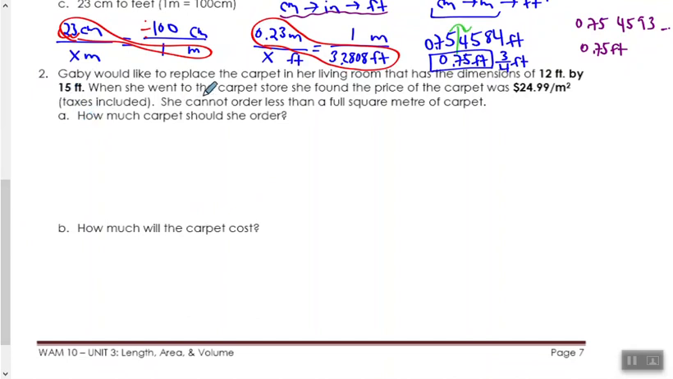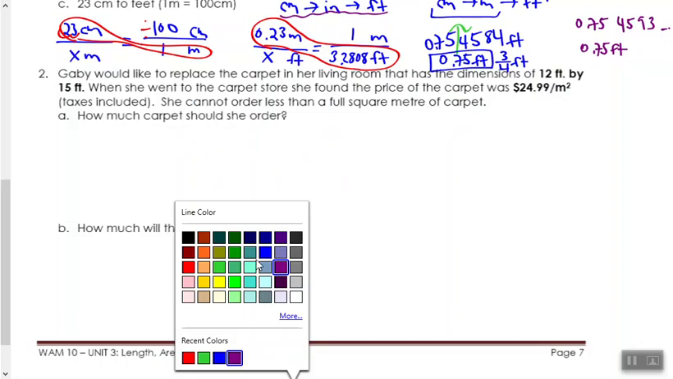Gabby would like to replace the carpet in her living room that has the dimensions of 12 feet by 15 feet. When she went to the carpet store, she found the price of the carpet was about $25 per meter squared, including taxes. She can't order less than a full square meter of carpet. And our first question is, well, how much carpet should she actually go and order?